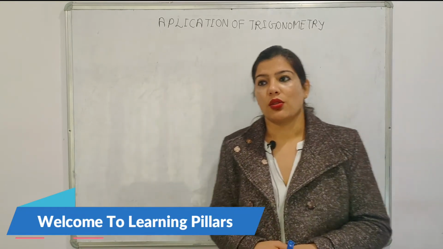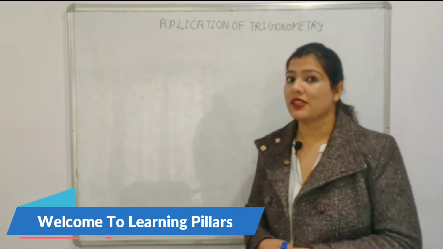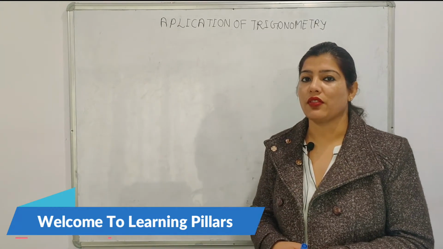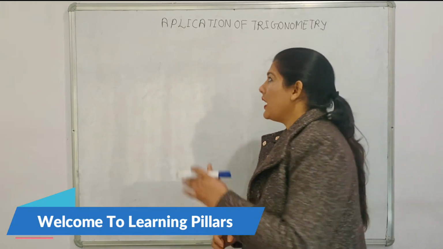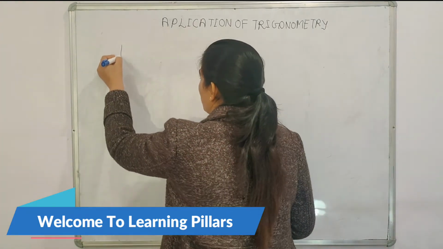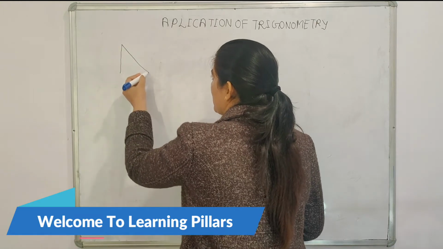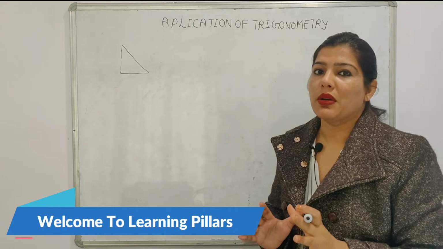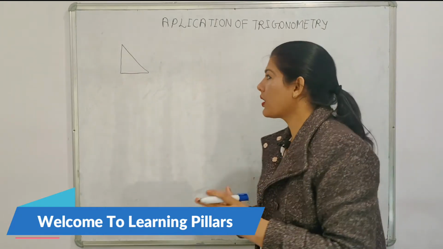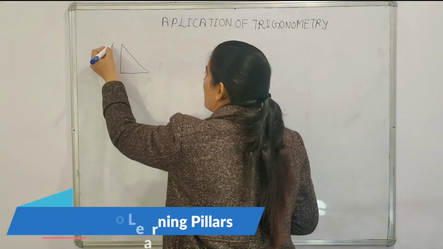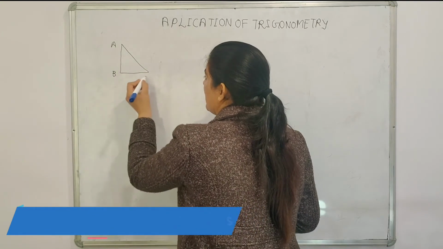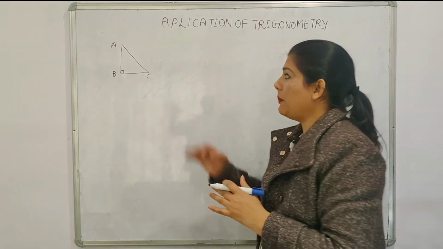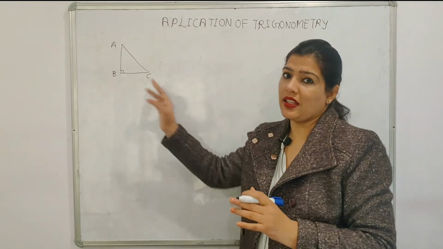Okay, so we have discussed identities of trigonometry and today we'll discuss application of trigonometry. So in application of trigonometry also we should have the right angle triangle, as I have already told you that in trigonometry we must have the right angle triangle. Okay, suppose we have a right angle triangle, right angled at B, then we can apply trigonometry in this.